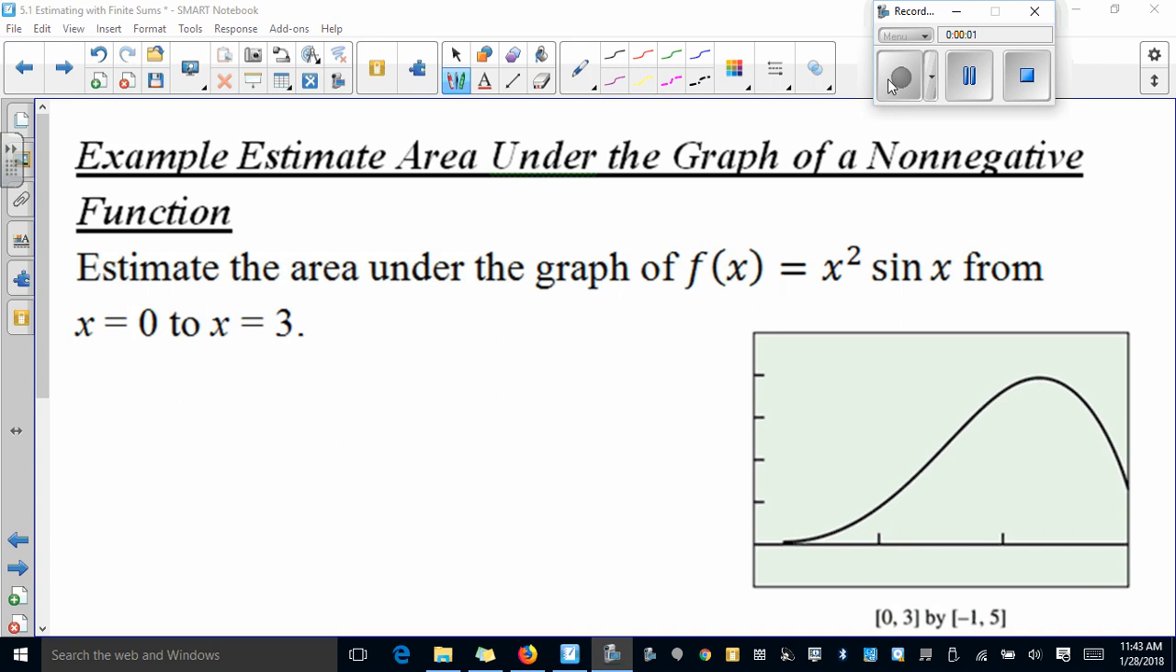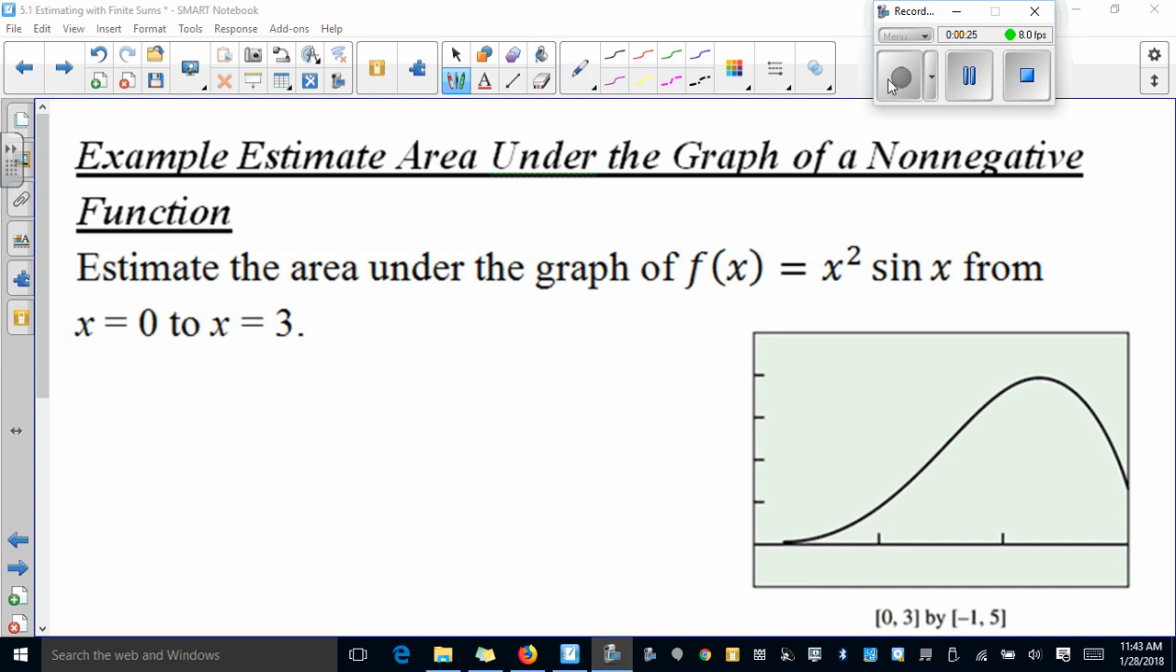x squared sine of x from 0 to 3. Now, nowhere in here do they tell you how many subintervals we're going to do. On this one, though, we're going to do 5 subintervals. And so on this one here, I should have had on there n equaling 5.